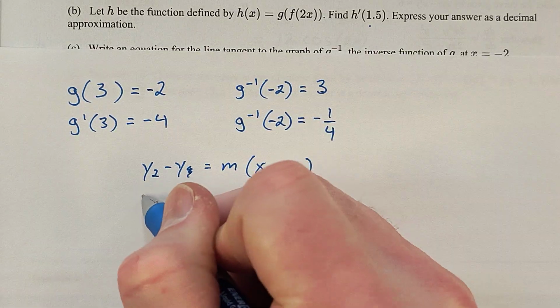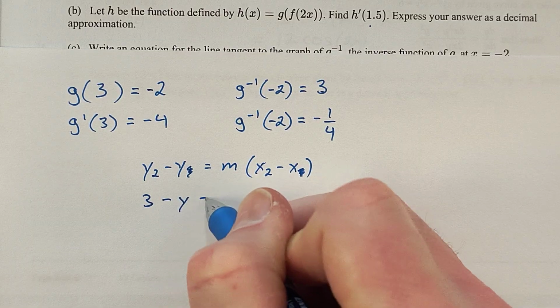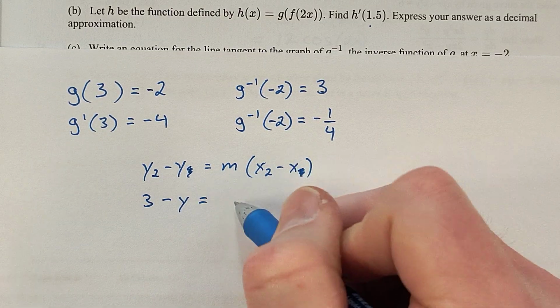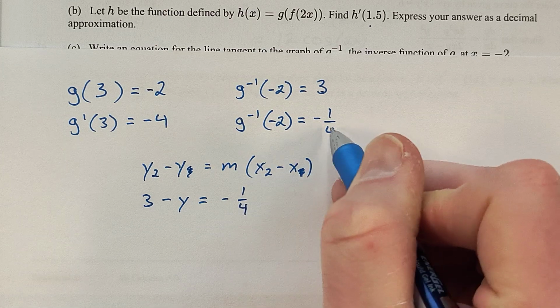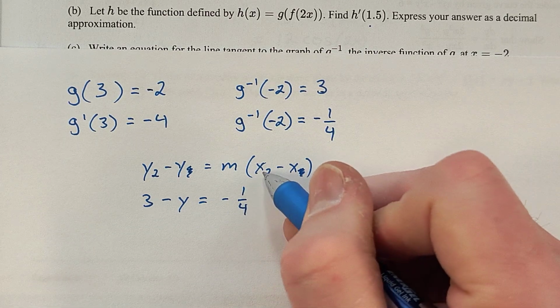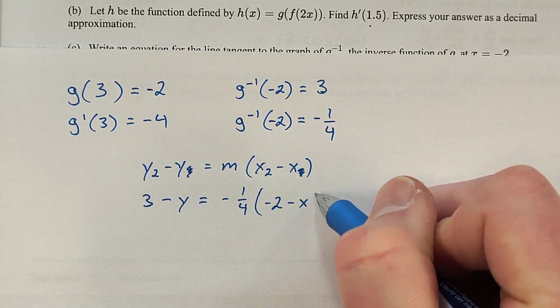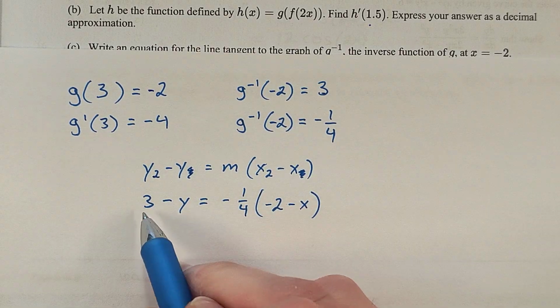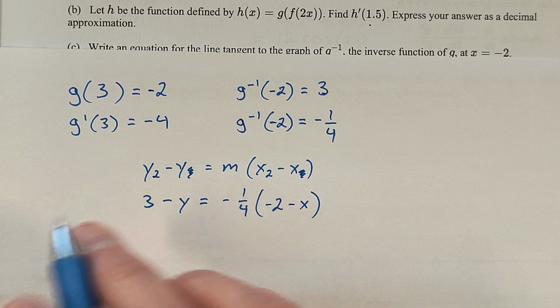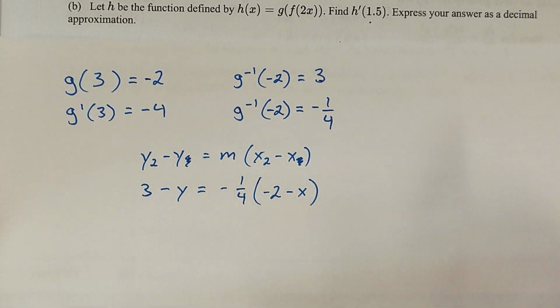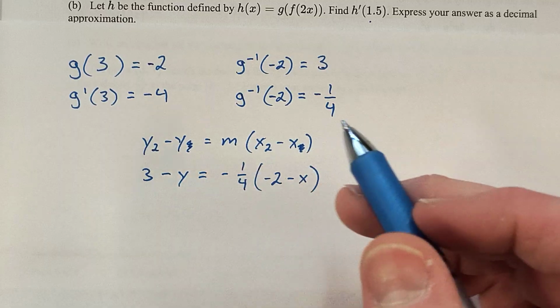All right, so y is 3. Or y2 is 3, I should say. And then our slope is -1/4, which we solved for up here. And then x2 is the -2 minus x. Okay, so all we would need to do at this point is just solve for y. We don't need to try and distribute this through. You could if you want to, and you could really isolate it.